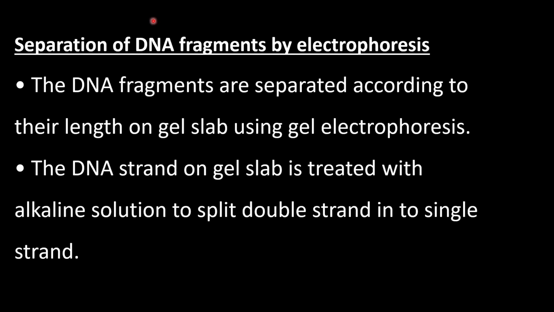The next step is separation of DNA fragments by electrophoresis. The DNA fragments are separated according to their length on a gel slab using gel electrophoresis. The DNA strands on the gel slab are treated with alkaline solution to split the double strand into a single strand.